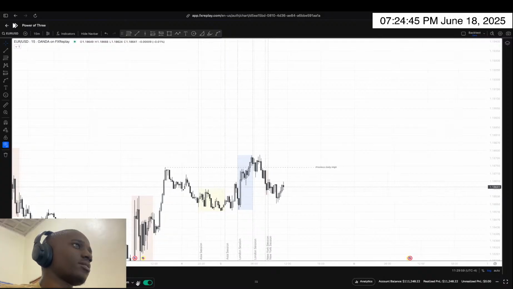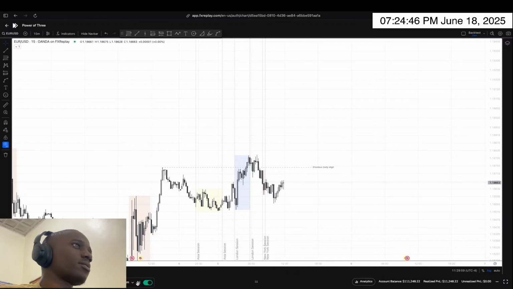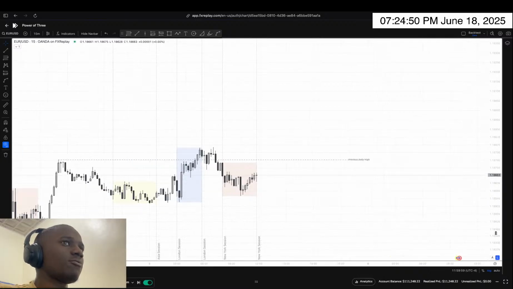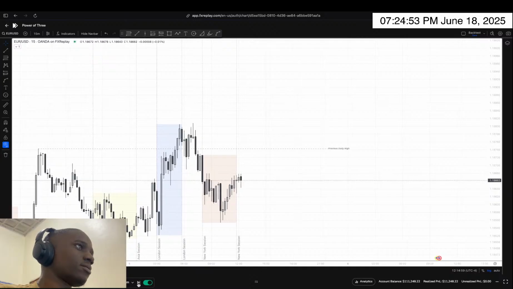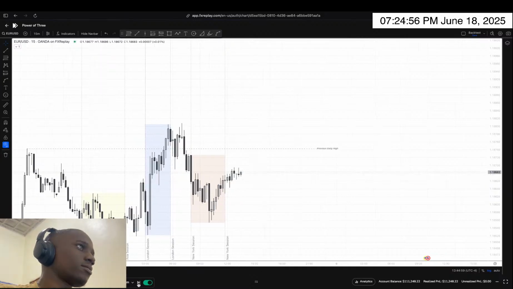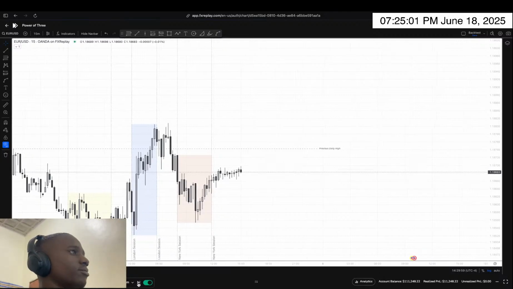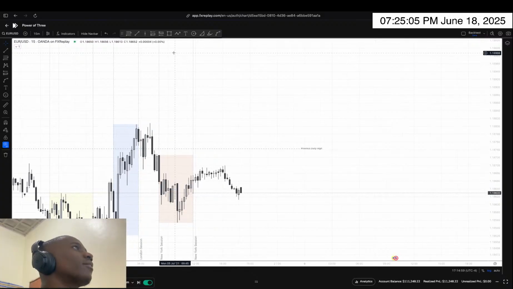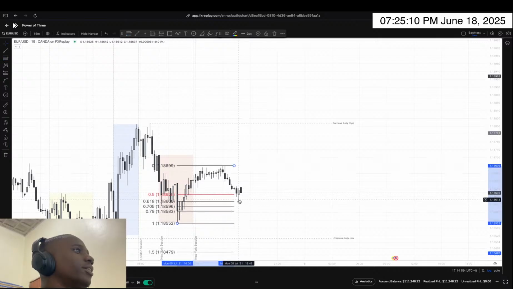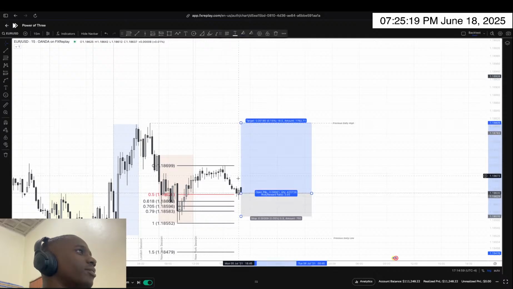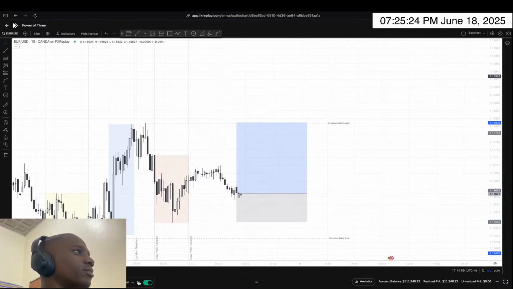Okay, now let's see if this is something valid. For this day, I don't think there's an entry here, except if you go by this OTE entry and target the previous day high, which will give you something like this. Liquidity is there, stop loss right here, but I don't think I will take that one.